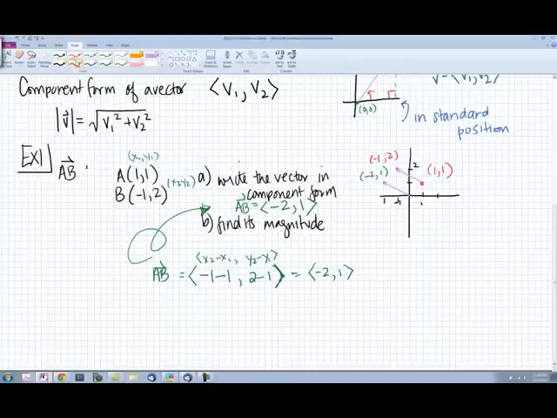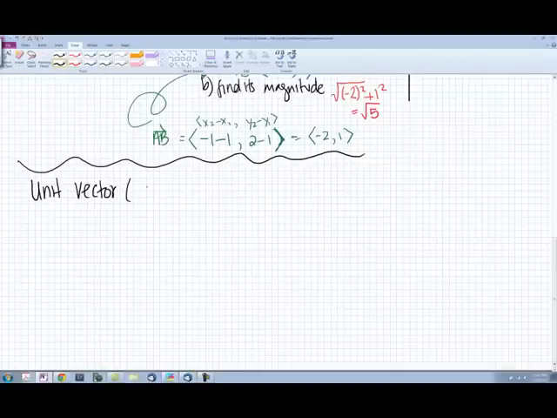What's the magnitude? It's going to be the square root of negative 2 squared plus 1 squared, or the square root of 5. A unit vector is simply any vector that has a magnitude of 1.